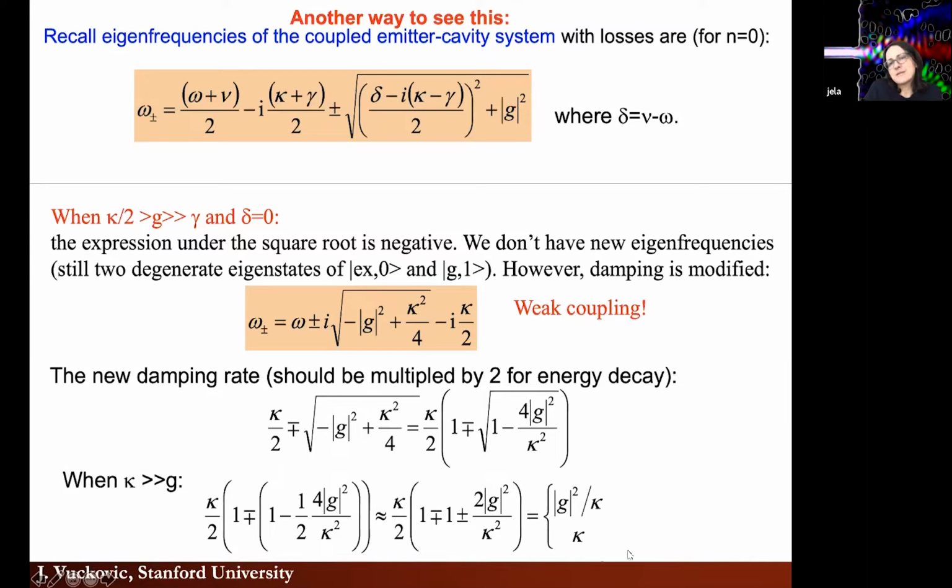So this is just an approximation of the expression that we had, under the regime that kappa is much greater than G. What we obtain is that the two decay rates that correspond to the minus and plus sign here would be approximately equal to kappa, which is the cavity field decay rate, and the other one would be G squared over kappa. So there are two different decay rates.